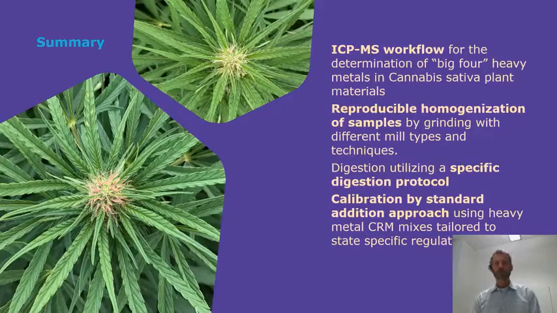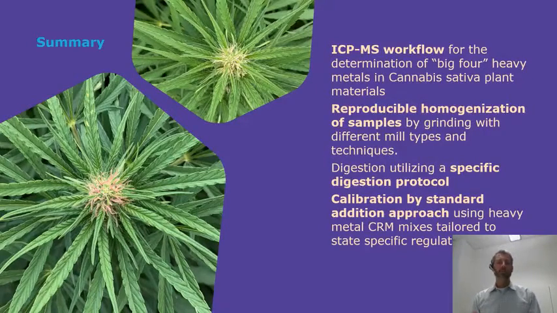Last but not least, a little summary for you. I showed you that we established an ICP-MS workflow for the analysis of the big 4 heavy metals in cannabis. In that case, cannabis sativa plant material. The homogenization was reproducible in most of the cases, except for this one experiment using the mortar and pestle approach. The digestion protocol was specifically adapted to the needs of cannabis, as it is a quite smeary material. We adapted the digestion protocol using highly pure acids and hydrogen peroxide.